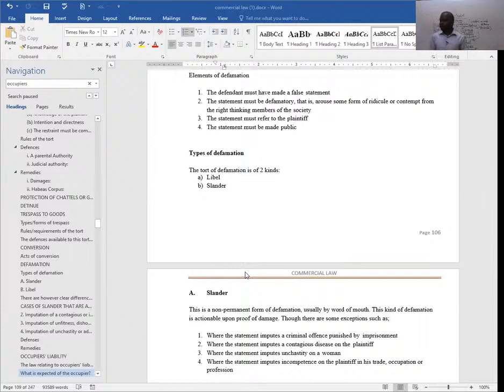If it is libel, then it is actionable without any form of proof of damage, because the evidence will be there, maybe a printout of a newspaper or a magazine, whereby the statement that was made is not true about a particular person, because it is in a permanent form.